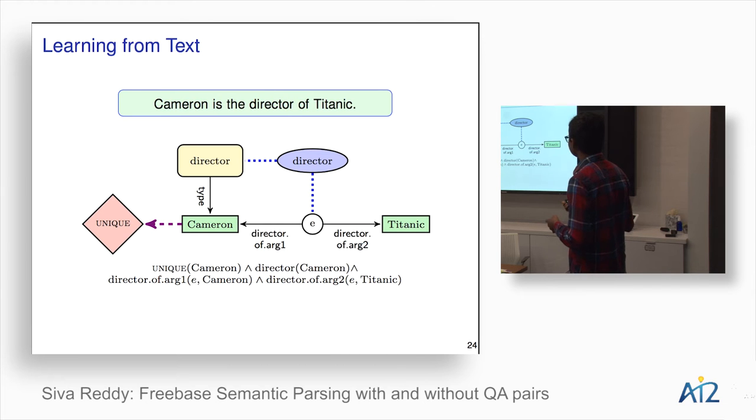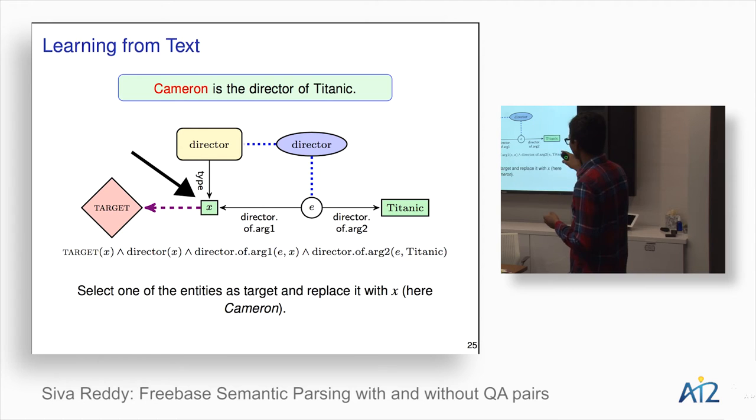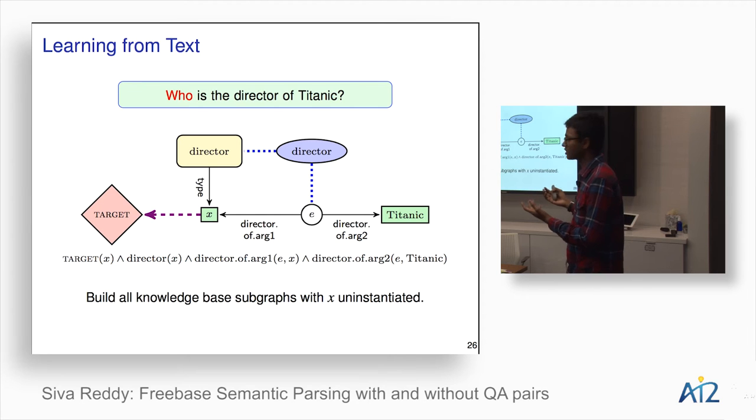What I'm doing here is selecting one of the entity nodes in the graph, removing it and replacing it with a variable. So I took Cameron in the previous graph, removed it, replaced it with X and made it a target node. As soon as I did that, this graph looks exactly similar to the question, who is the director of Titanic? The good thing about CCG is that CCG parses declarative sentences and questions into the same graphical representation. So if I can create question-like graphs directly from declarative sentences, I could use the denotation of the declarative sentence.